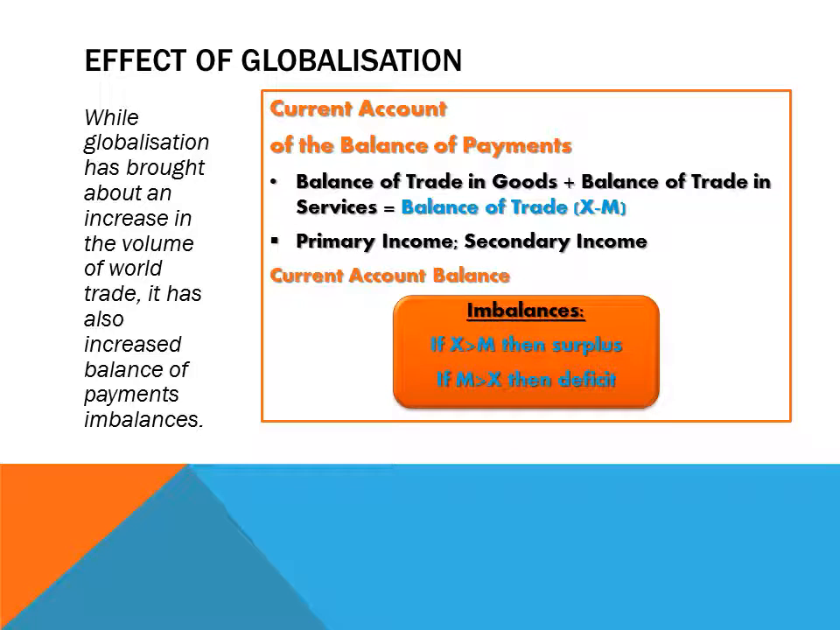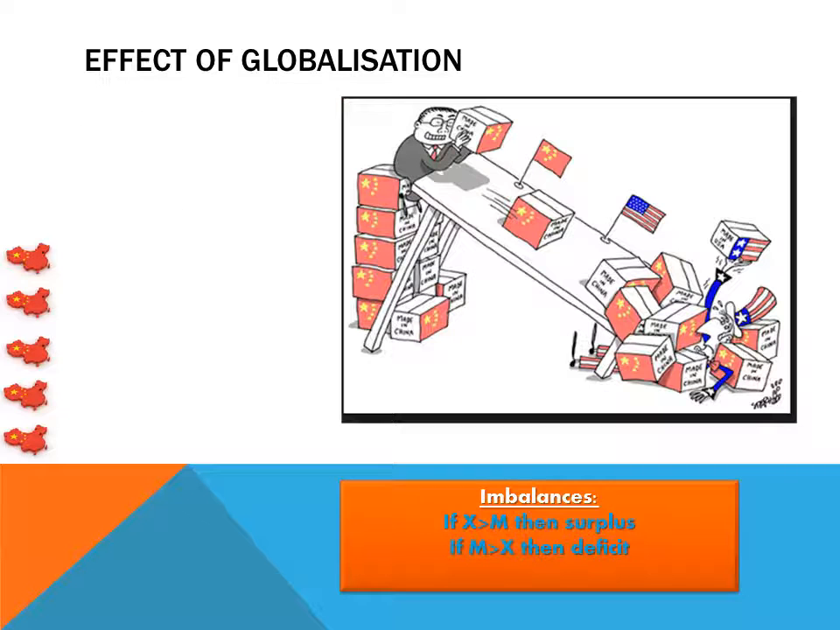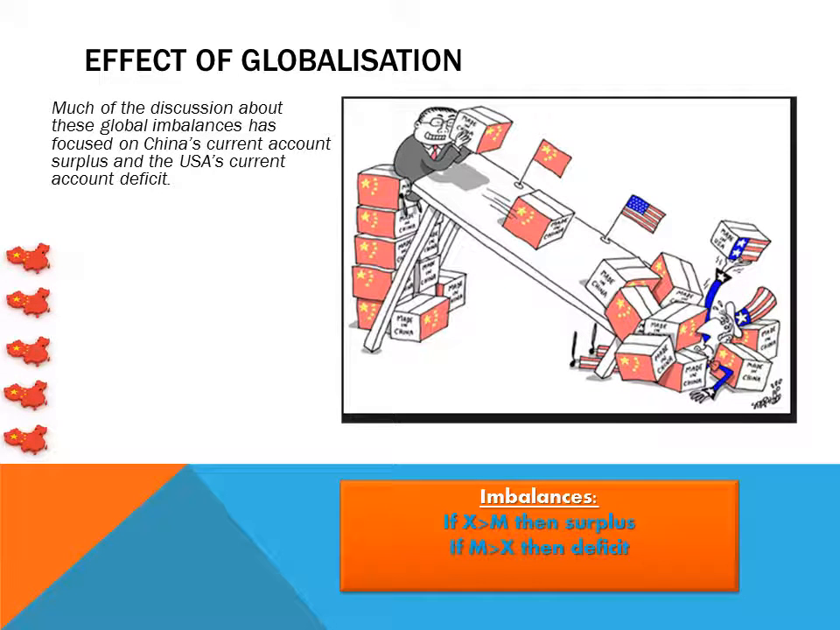Your current account is likely to be in surplus if your balance of trade is in surplus, and if imports are greater than exports, then you have a current account deficit. And these large surpluses or deficits that persist are known as the imbalances that this extract is talking about. So, which country has a massive surplus on the balance of trade? Well, as you may have guessed from this cartoon, it's China.